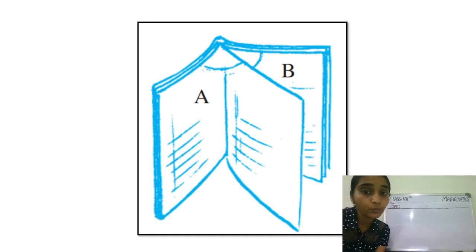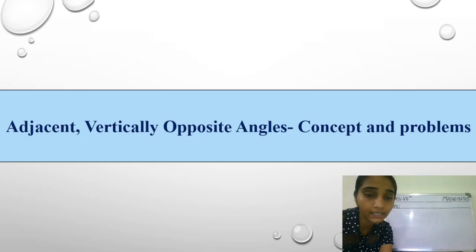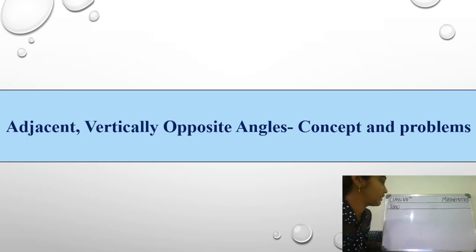You must be wondering that we have only studied angles and are not aware what we call this angle A and angle B, right? Okay, students, no issues. Today we will be discussing the different types of angles. Like here also you can see angle A and angle B. The name of these angles, students, is adjacent angles, and we will also be discussing another type, which is vertically opposite angles. So today our topic of discussion is adjacent and vertically opposite angles, their concept and the problems related to them.